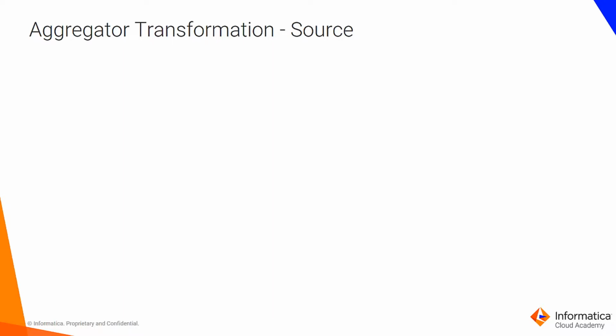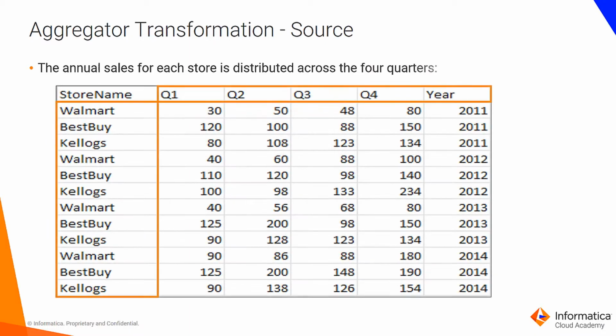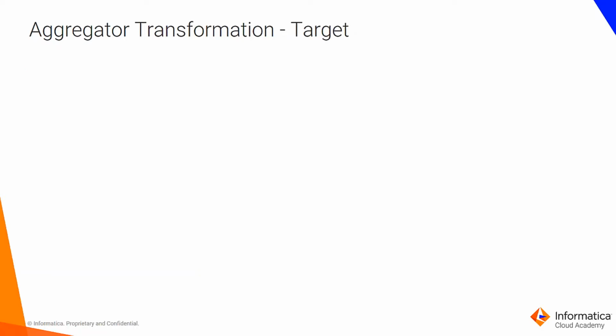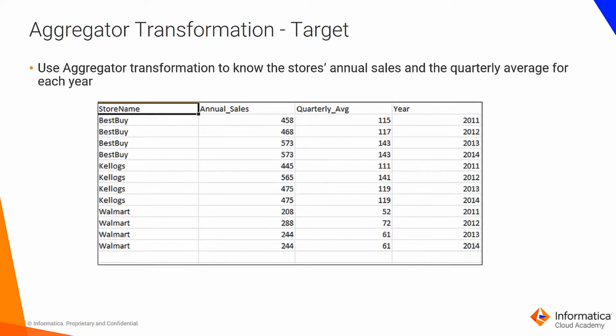Let us take a look at a simple source data on which we can apply the aggregator transformation. As you can see here, the annual sales for each store is distributed across the 4 quarters. Now we want to know the annual sales and quarterly average for each of the stores per year. After applying the aggregator transformation, we can know the store's annual sales and the quarterly average for each year as shown in the image above.